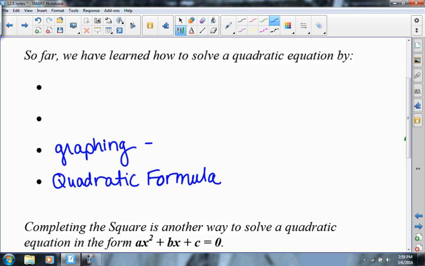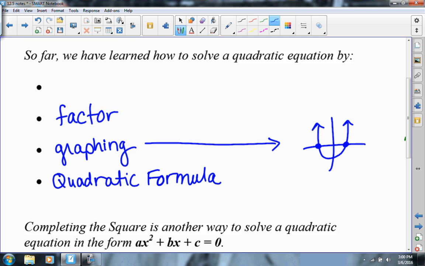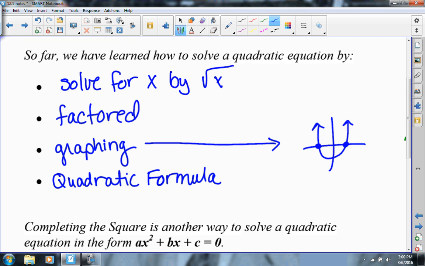When we solved by graphing, this is where when we graph our quadratic, we got a parabola, and then we would see where the parabola crossed the x-axis. We have also factored, and that we saw in Chapter 10. And then we've also seen it where we have really simple quadratic equations where we just basically solve for x by taking the square root of x squared.